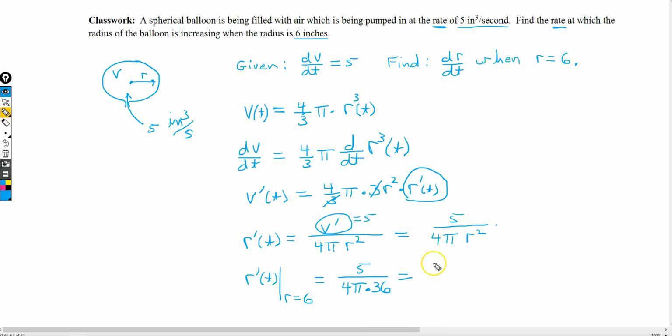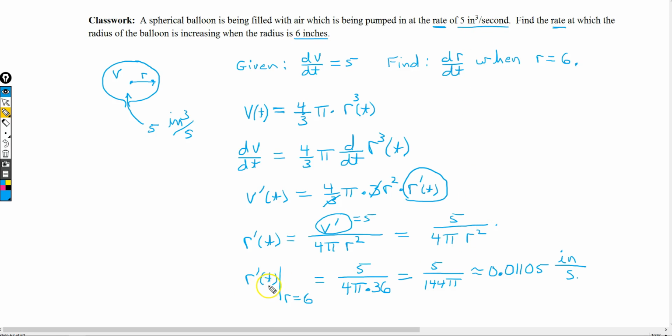And that just equals 5 over 144π. And that is approximately 0.01105. I'll write that as... And that would have units of inches per second. That comes from the fact that our volume was changing at the rate of 5 cubic inches per second.